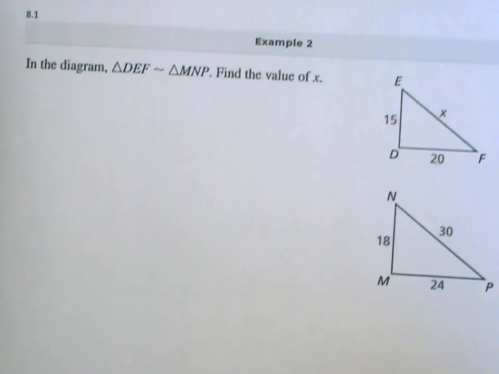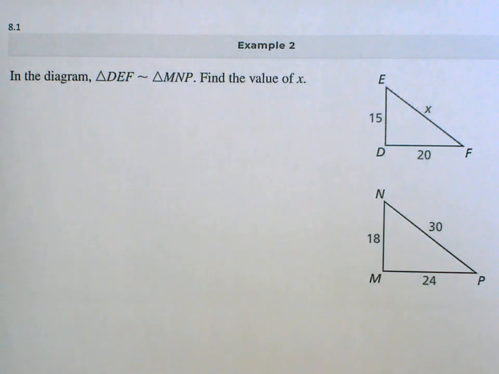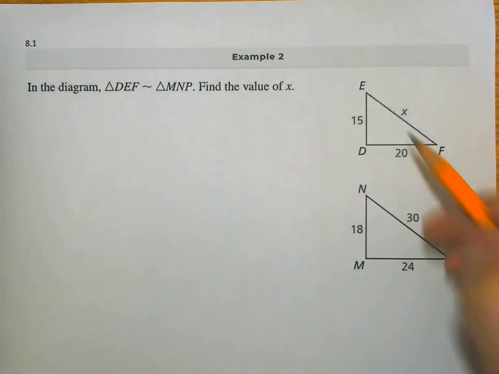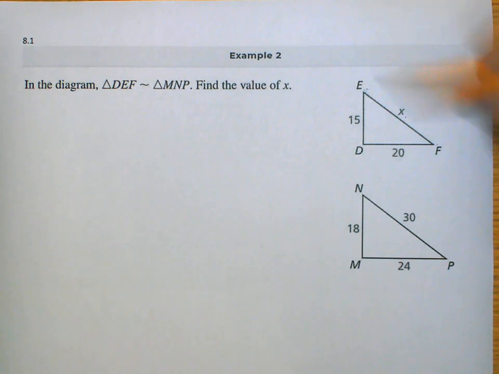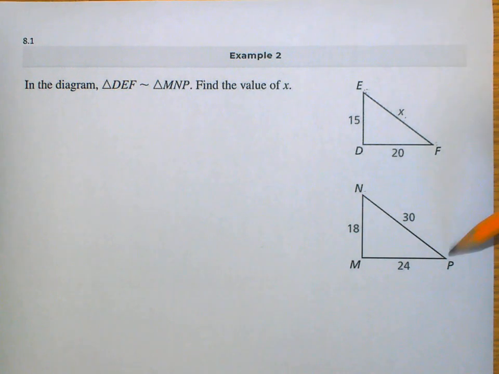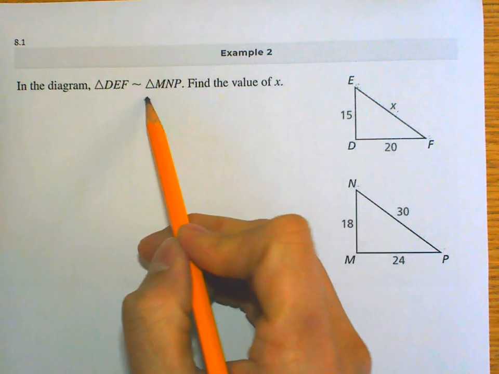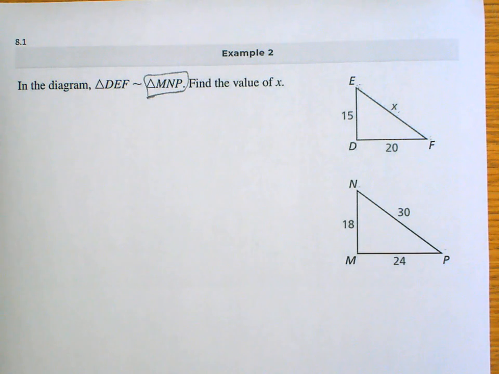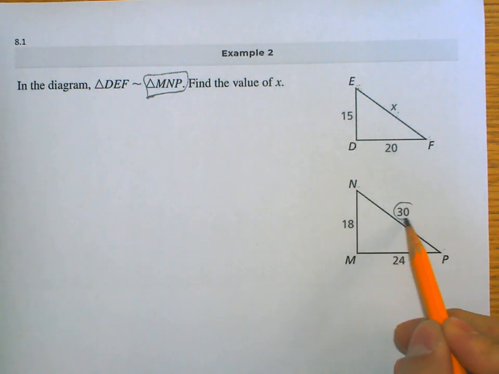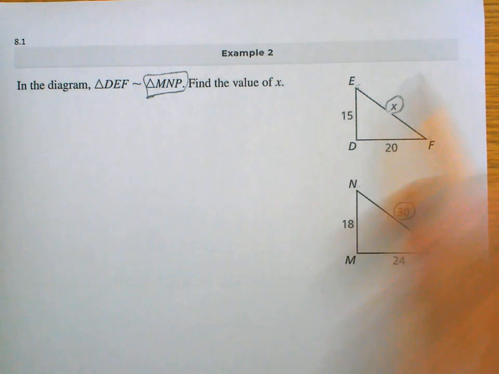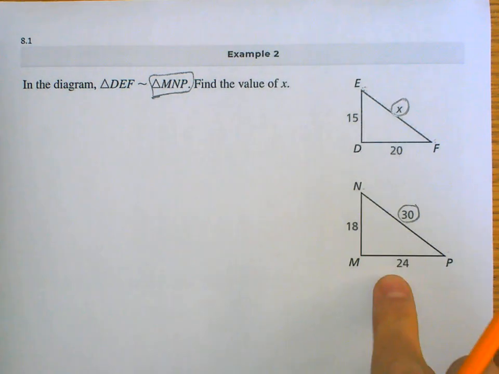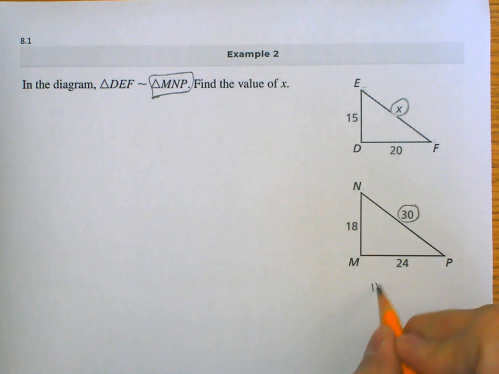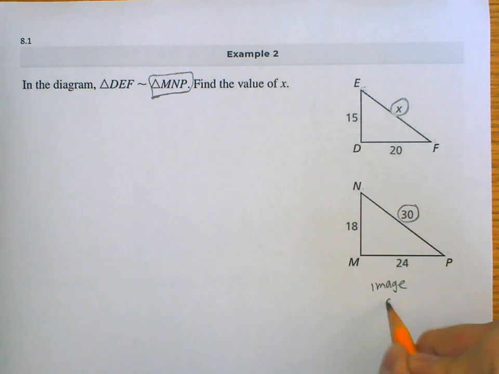For example number 2, it says in the diagram, DEF is similar to MPN. So they want me to find out the value of x. The value of x is in the segment EF. EF corresponds to NP. So here's the thing. This is my image. This right here is the side length that corresponds to that one. So which one am I going to put on top? I'm going to put this one right here because that's my image. MNP is my image. So the image one always goes on top.